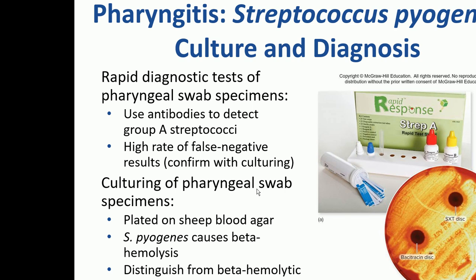So if you go back and look at the blood agar and all that, some microorganisms produce alpha hemolysins, some produce beta hemolysins, and some produce gamma. Streptococcus pyogenes causes beta hemolysis.